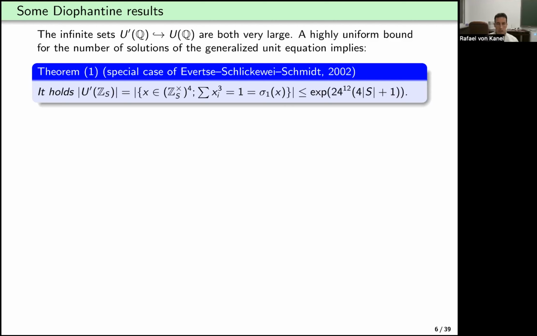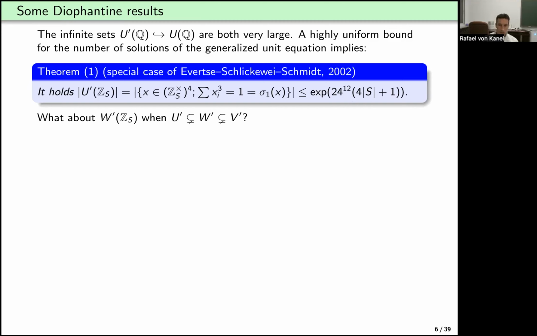And it gives that the number of solutions, so the cardinality of this set U prime of Z_S, so the number of solutions of this Diophantine equation here, is explicitly bounded only in terms of the cardinality of S. So this bound only depends on the size of the set S, but is independent of the size of the primes in S.